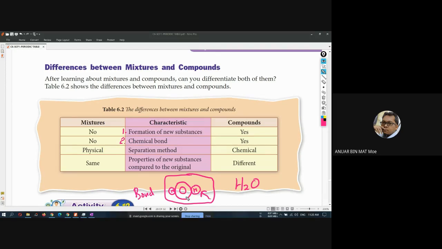This is just a diagram. There are many types of diagram, but I will show you this to show what we call the compound. So mixture has no chemical bond, but in compound, yes, we have a chemical bond. This is what we call a bond.